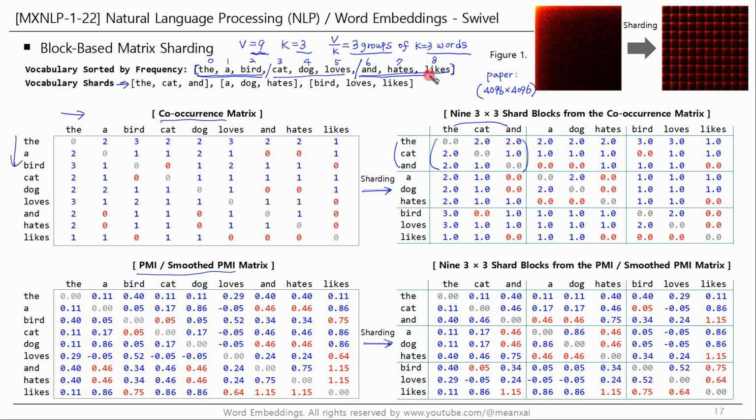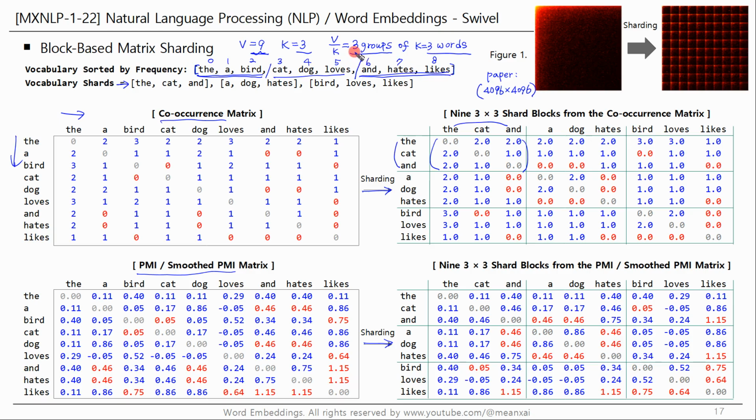On the other hand, a block containing only rare words could be almost empty, because those words rarely co-occur with each other. This would create a serious imbalance in the amount of work assigned to different workers. And that would reduce the efficiency of distributed training. So instead, the Swivel paper uses a strided assignment.